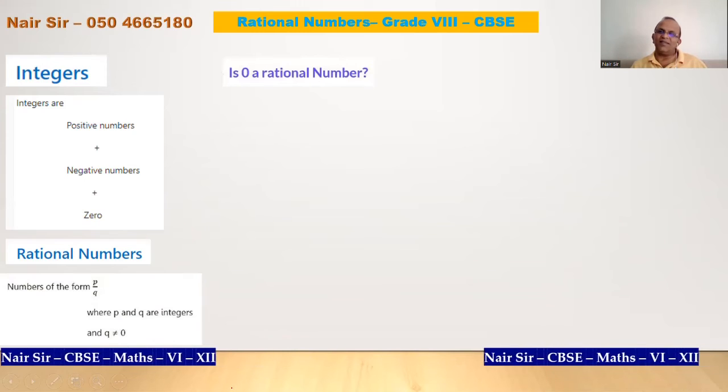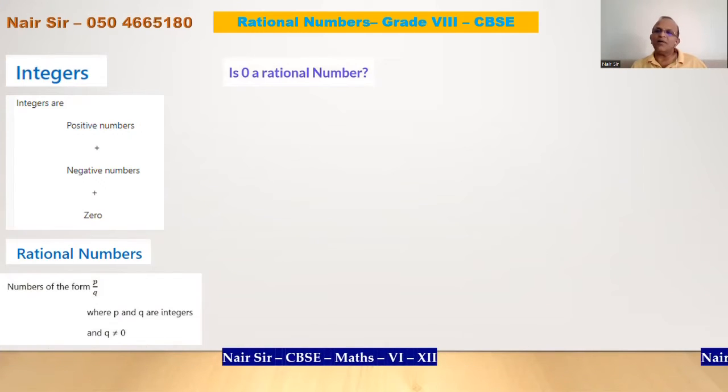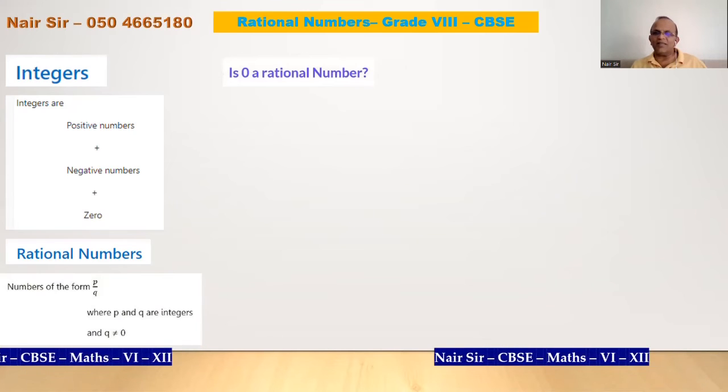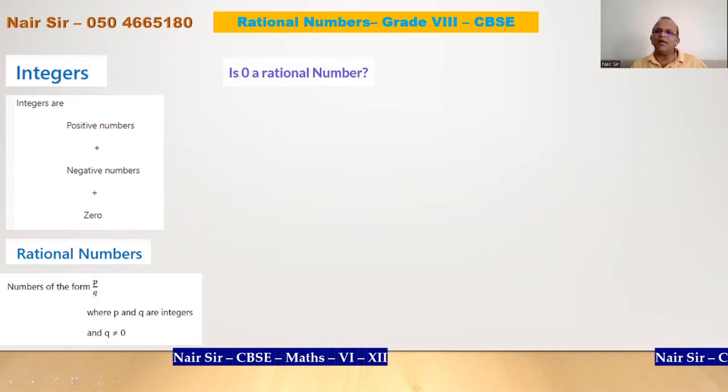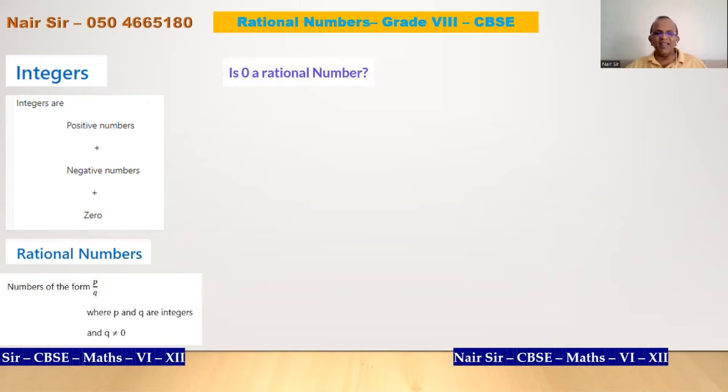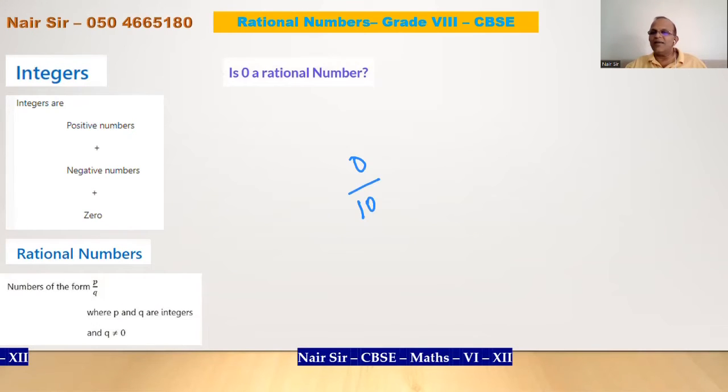Question. Is 0 a rational number? Yes, 0 is a rational number. You remember getting, if ever you got 0 out of 10? 0 out of 20, 0 out of 100, and this is forming a p by q, where 0 is an integer and 10 is an integer. Therefore, 0 is a rational number. Okay.